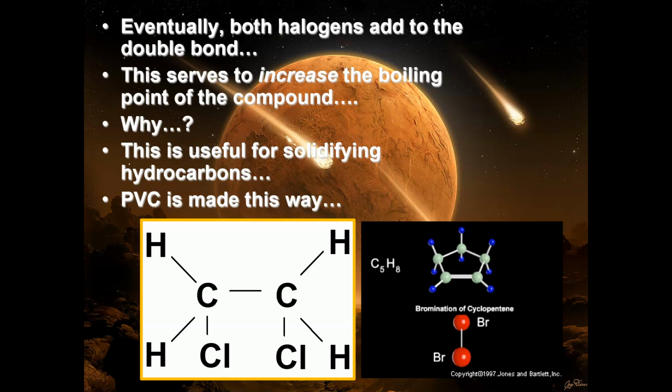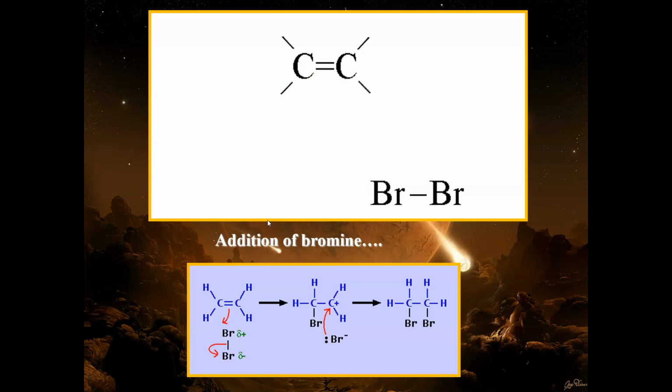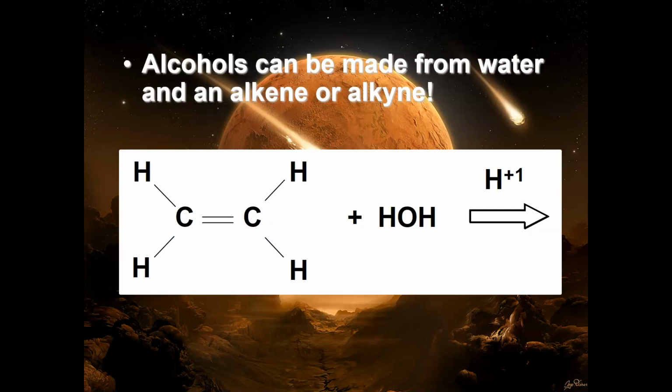Well, why do you think that is? What's the information we know about halogens? So if you think about halogens, what we know about their electronegativity, that is what's going to be happening to help increase that boiling point. So this is what we use when we are solidifying hydrocarbons. This is how we make the PVC pipes used in your house. So what about if I wanted to do bromine? Similar thing.